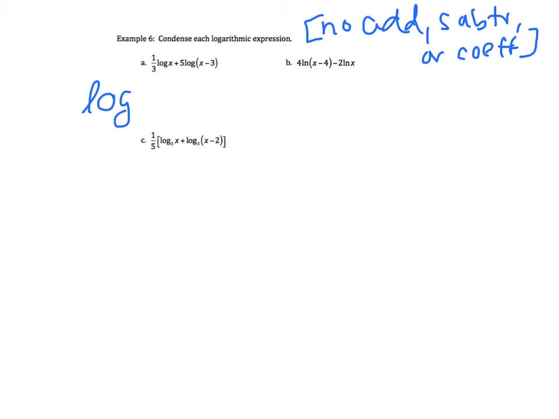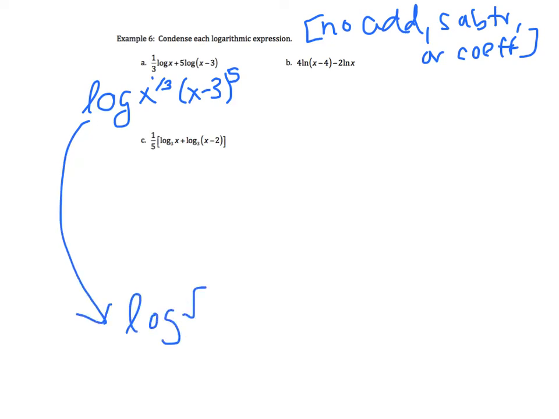And then my 1/3 becomes a power. So I get x to the 1/3 power. And then my addition becomes multiplication, and my 5 becomes a power again, so it's going to be times x minus 3 to the 5th. And you can leave it like that. If you prefer, I'm going to draw an arrow down here, you can write log cube root x, because that's really what x to the 1/3 power is, x minus 3 to the 5th, and that's probably the best way to write it in the end.